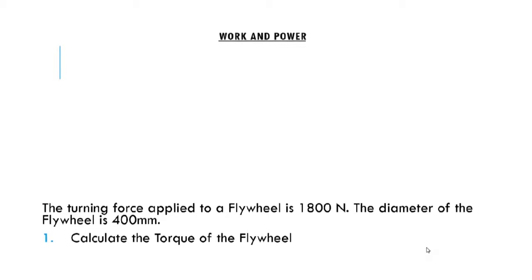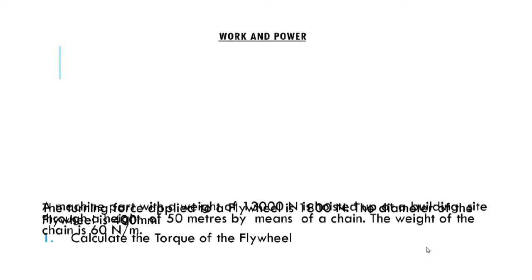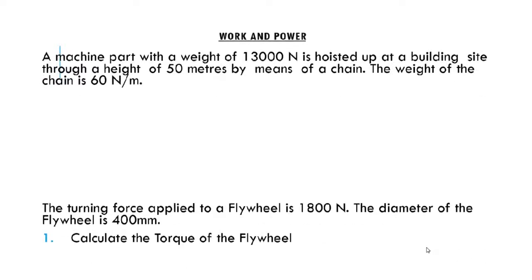Now, let's look at the question that we have. I took these questions from a previous question paper. And our first question that we are going to deal with says, a machine part with a weight of 13,000 newtons is hoisted up at a building site through a height of 50 meters by means of a chain. The weight of the chain is 60 newton per meter.